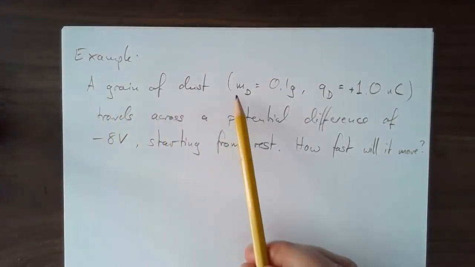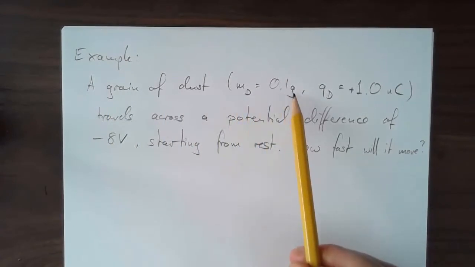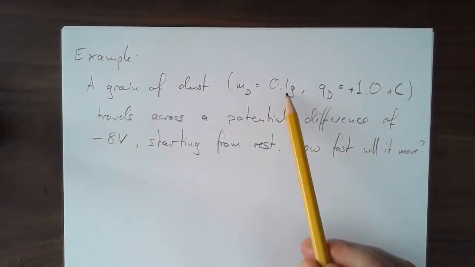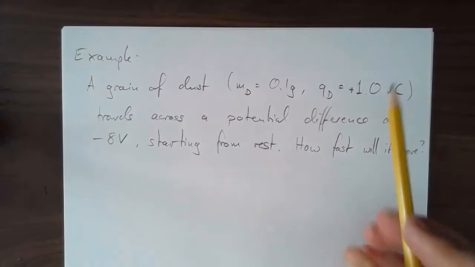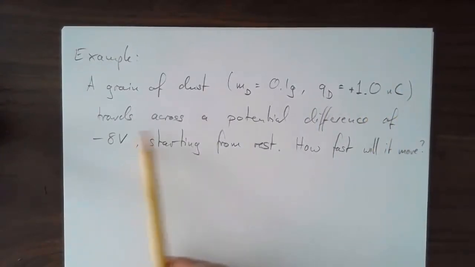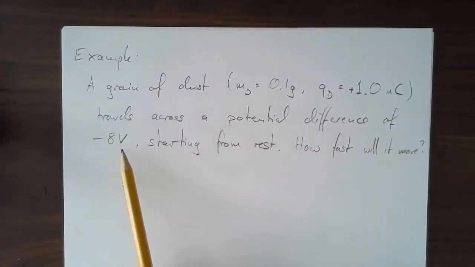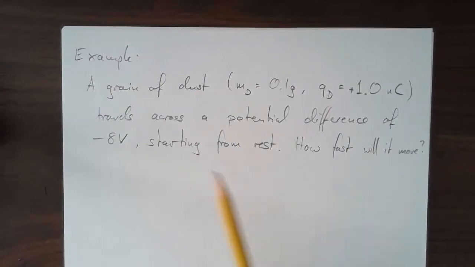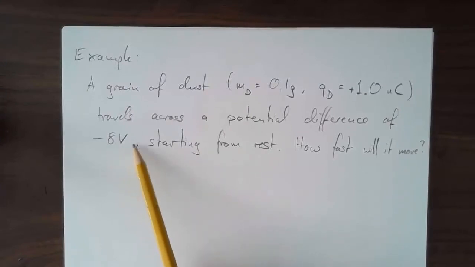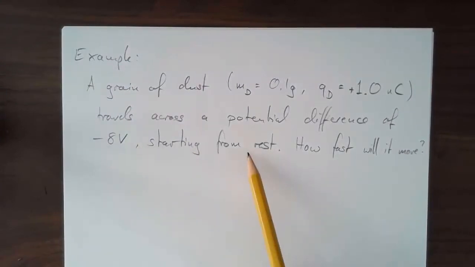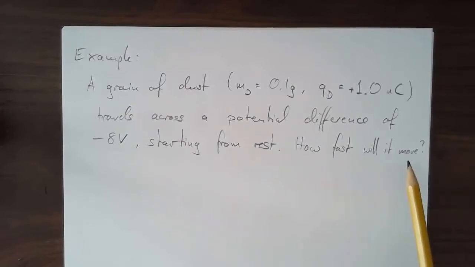A grain of dust, and the mass of the dust is 0.1 grams, I think it's a very big chunky grain of dust, and the charge of the dust particle, we imagine it's charged, is plus 1.0 nanocoulombs. It travels across a potential difference of minus 8 volts. So it travels down the potential hill. The analogous thing would be it travels down the hill, not on the side of the mountain. It's starting from rest. How fast will it move?